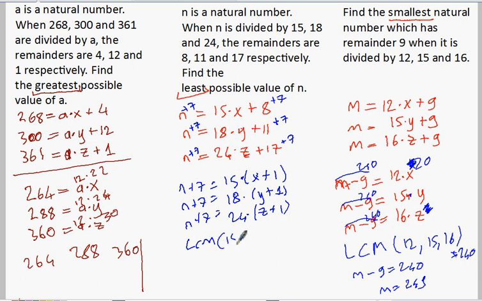LCM of 15, 18 and 24. What do I need for the LCM? 2 cubed from there, times 9, yes, 8 times 9 times 5. I think that will be all. 5 times 8 is 40. So it's going to be 360.